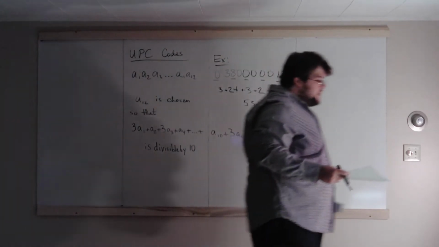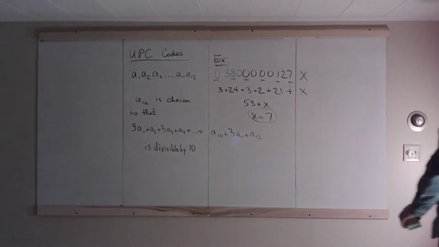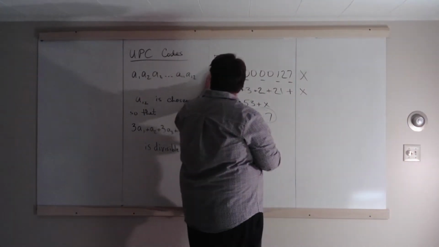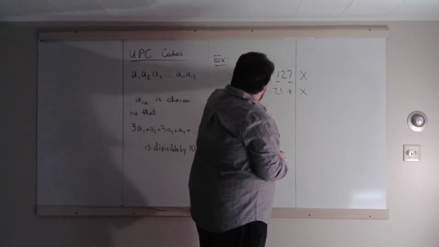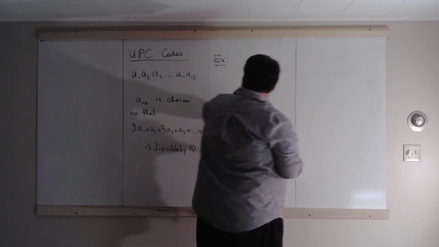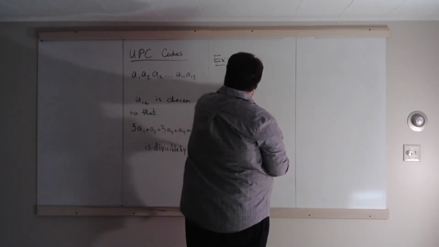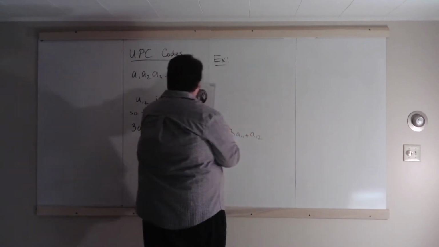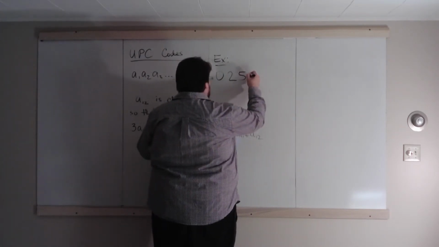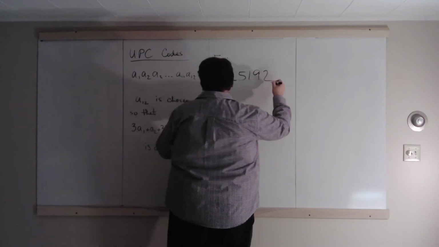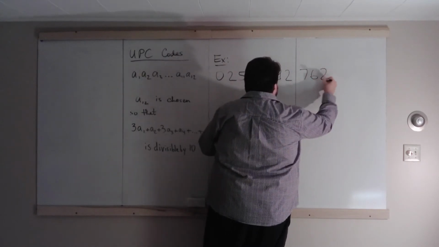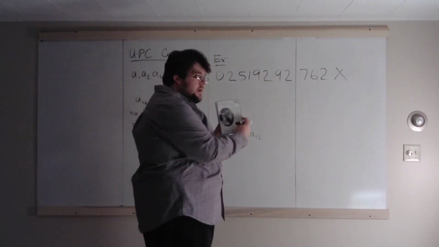Let's look at another. Let's take this product I have over here. Yeah, this one has a lot of non-zero numbers. This one will be a much bigger pain to compute, but it will be a more illustrative example. So let's write this digit down: 0, 2, 5, 1, 9, 2, 9, 2, 7, 6, 2, and the check digit, which is not written as an X here.